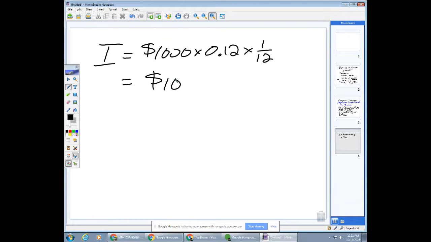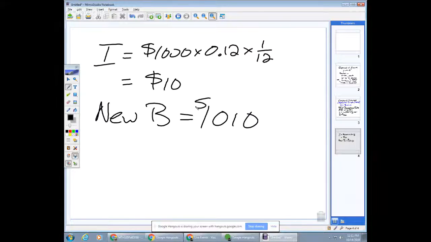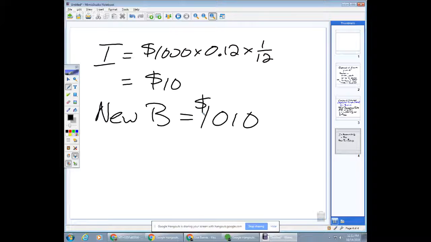That means my new balance would be $1,010. And then another month goes by, and I can calculate how much I'm going to get. Now we can clean this up a little bit. For example, what's 1/12 of 12%?